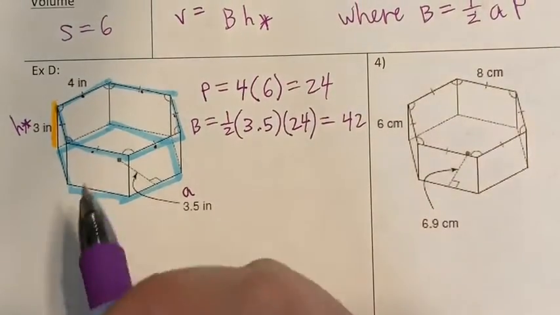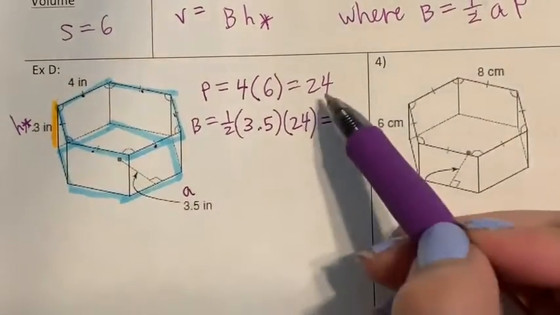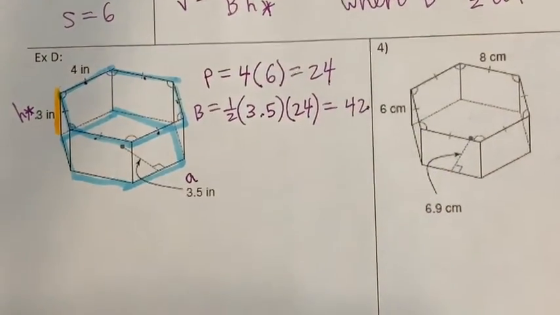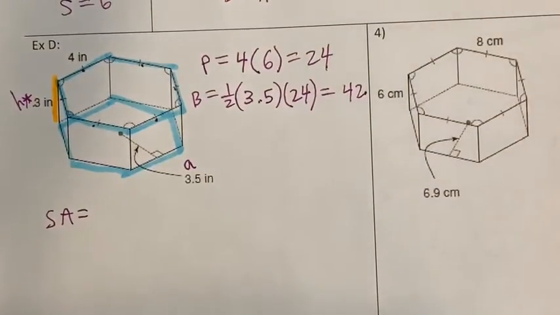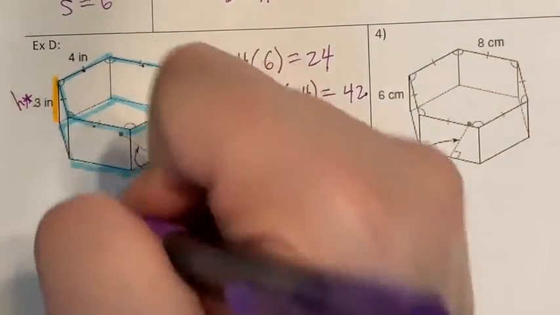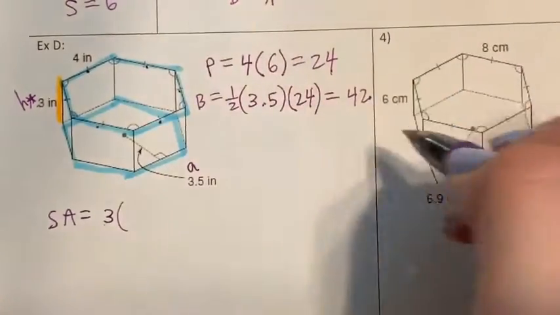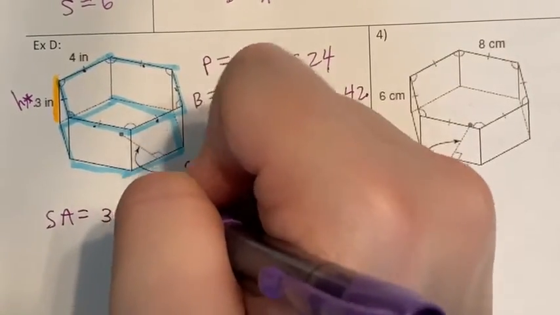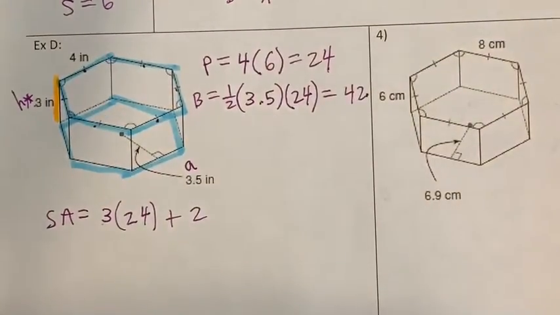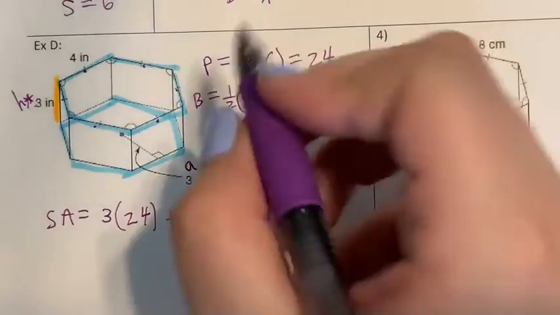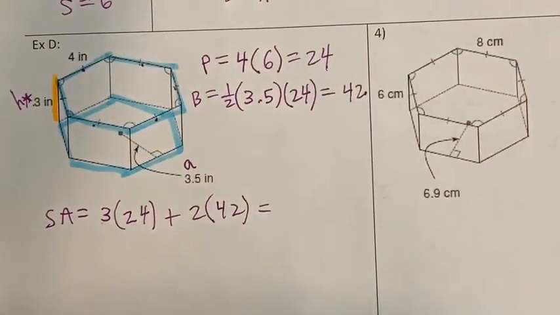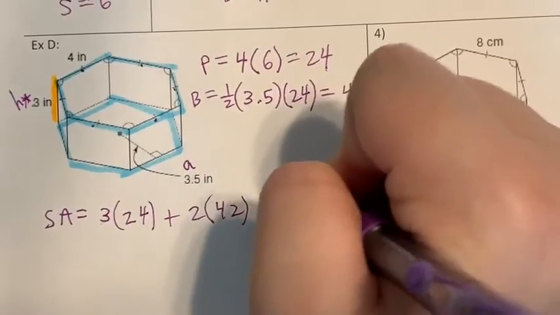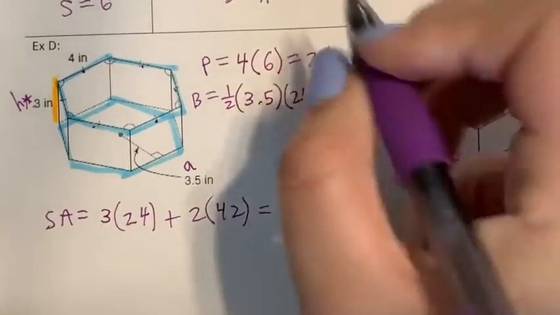So I have all my scratch work. I have my H star, my perimeter, my base. Let's go ahead and plug them into surface area and volume. So surface area equals my height, which is 3, times my perimeter, which is 24, plus 2 big B, plus 2 times my base, which is 42. When I do that, I get 156 square inches.